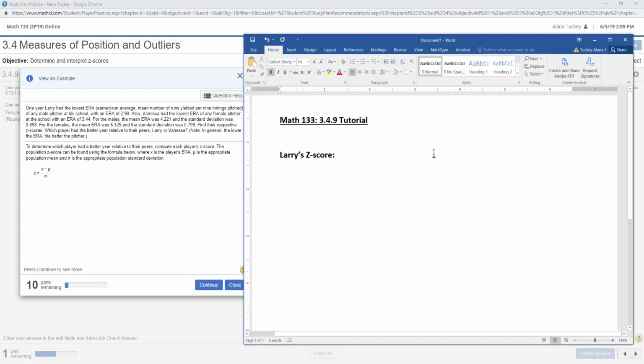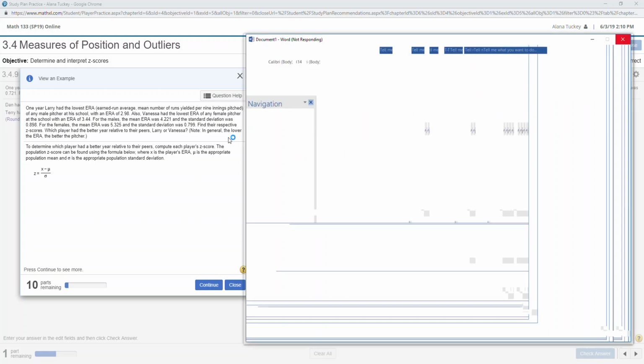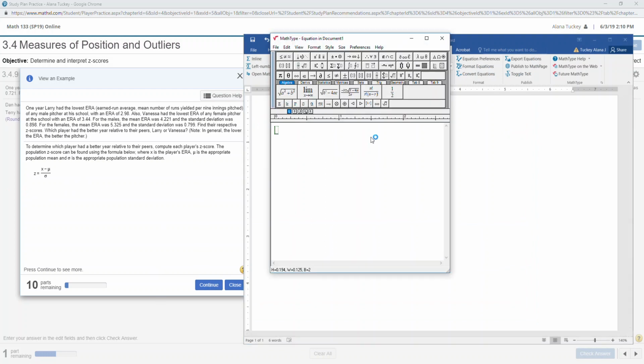All right, so z equals x minus mu divided by sigma. x is the particular student's value, mu is the mean for that population, for that group, and sigma is the standard deviation for that group. So z equals x minus mu over sigma.